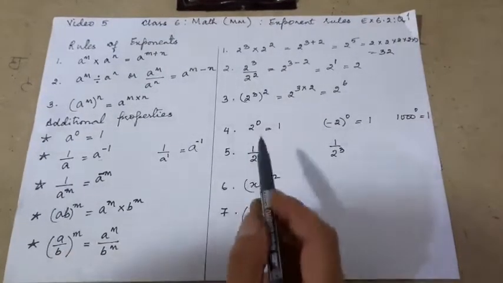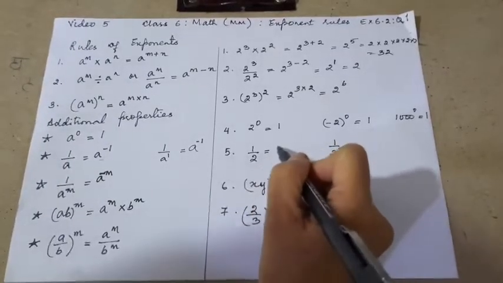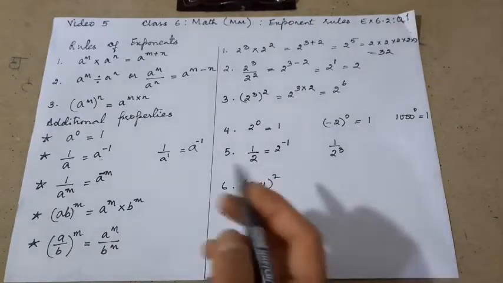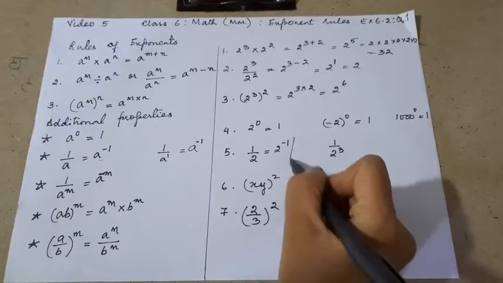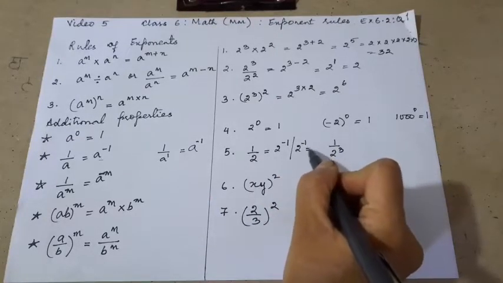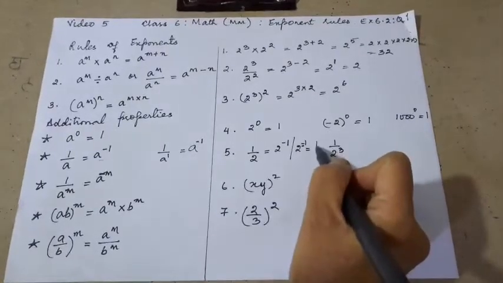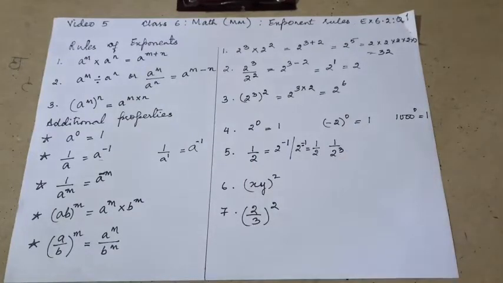For example, 1 by 2, the same thing I can write as 2 to the power minus 1. 2 to the power minus 1, I can write as 1 by 2 to the power 1, which becomes 1 by 2.